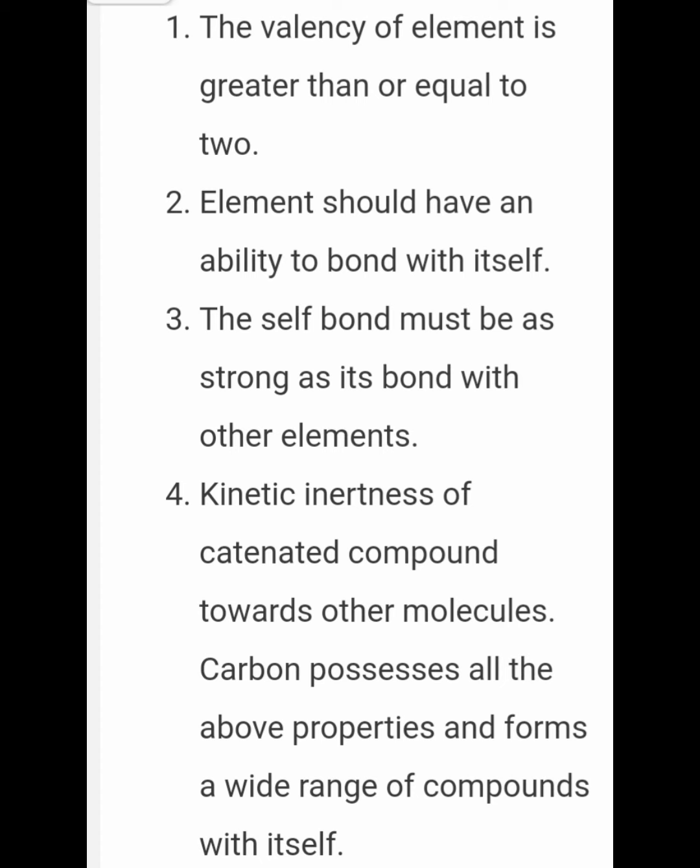Then the fourth point is kinetic inertness of catenated compounds towards other molecules. After formation of catenated compounds, that is complex compounds, they should be inert in nature. Carbon possesses all the above properties and forms a wide range of compounds with itself and with other elements. Not only with carbon, it can also form a wide variety of compounds when reacting with other elements such as hydrogen, oxygen, nitrogen, sulfur and halogens.